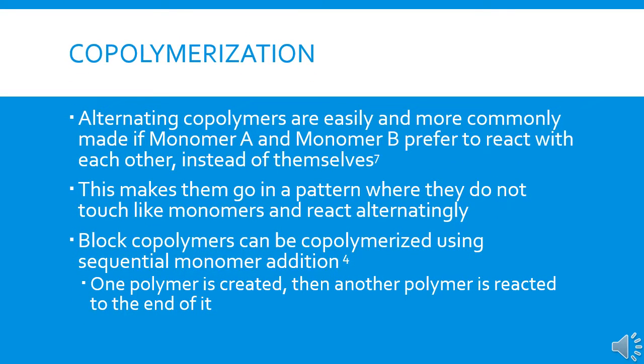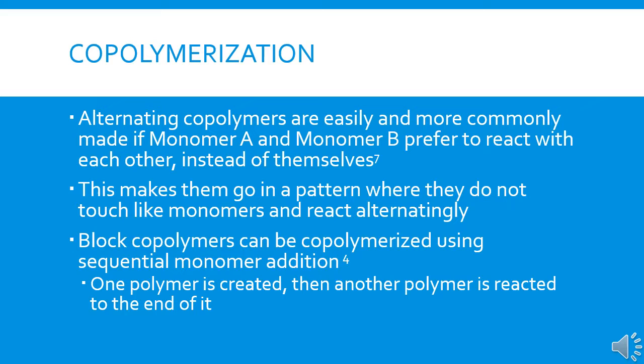There are other types of copolymerization too. For example, alternating copolymers are created using two monomers that prefer to react with others rather than themselves. This makes it to where the bonds are between monomers of different kinds rather than having clumps of similar monomers, creating a pattern.